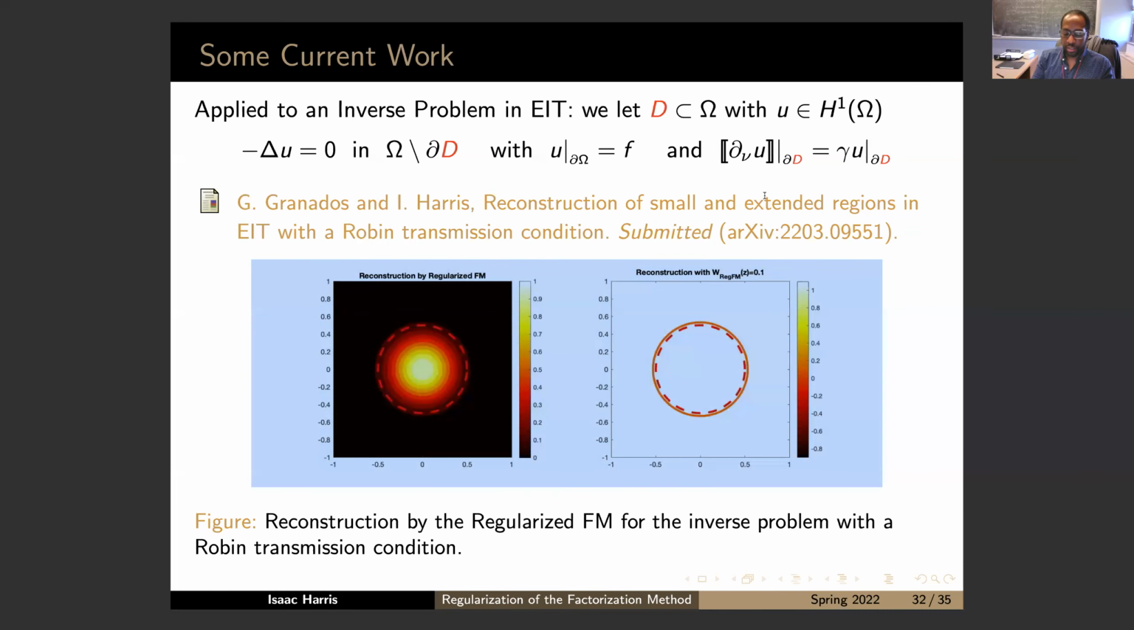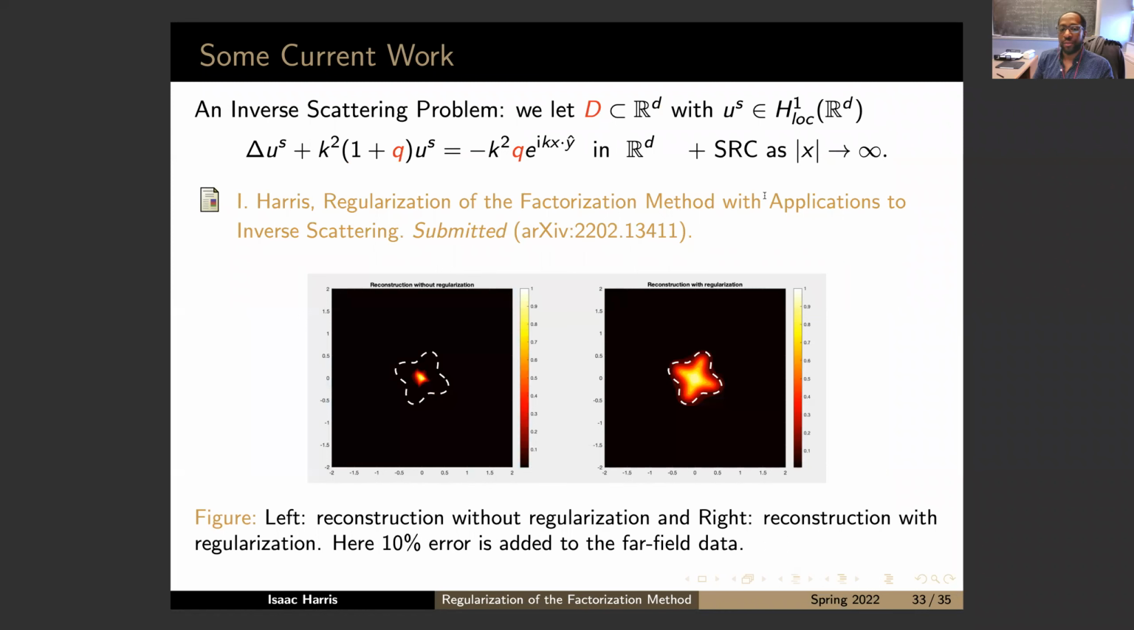So we looked at diffuse optical tomography. We've seen it used here in electrical impedance tomography and in scattering as well. What I looked at is that you can apply this to problems in inverse scattering. In this paper that was submitted, I looked at applying this for near and far field measurements from inverse scattering. And here, I'm just going to talk about the case for far field measurements.